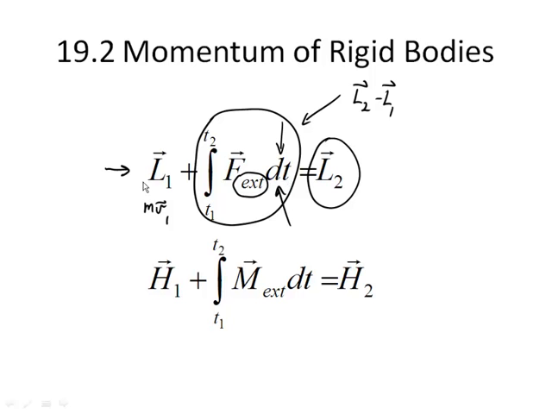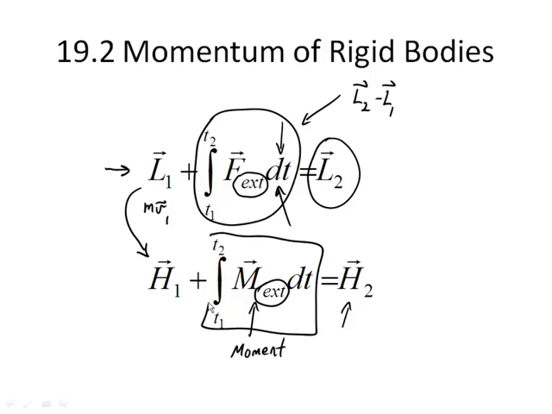Well, again, all of this impulse information and momentum information can be brought over to the angular world. And so my initial angular momentum plus angular force, but angular force is what we refer to as moment. And again, this is all external moments. When I integrate the external moment with respect to time, I get the final angular momentum. So this integral is angular impulse. This is h2 minus h1.